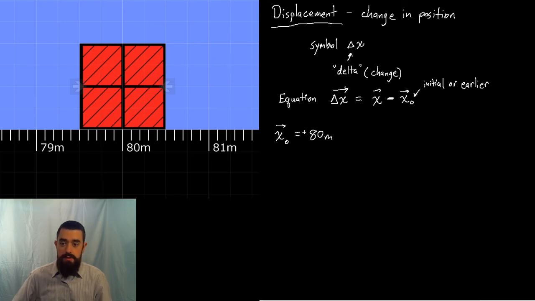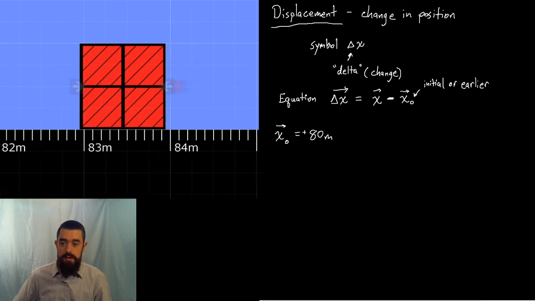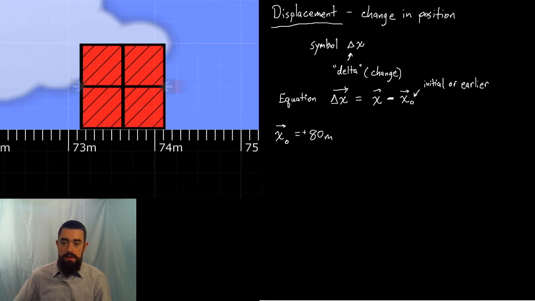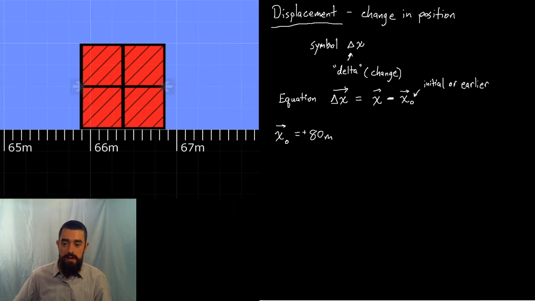Let's go this way. Whoops, I have to hit play. All right. Let's go over this way, and then we're going to come back over this way, and then we're going to go this way, and then we're going to go this way. We're going right and left, and let's see where we end up. Okay, that works. Let's hit pause again.